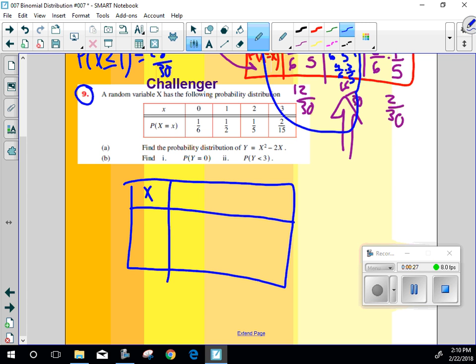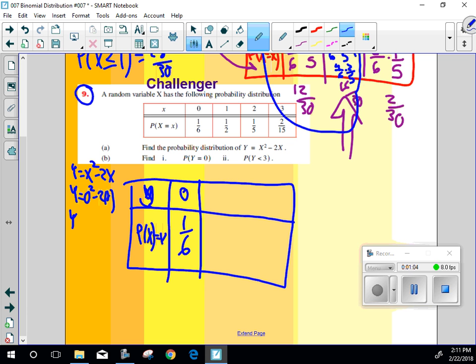But for this new Y, if X is 0, what is 0 squared minus 0? 0, right? And so that has a probability of 1/6. So one more time, Y is equal to X squared minus 2X. If we have 0, you're going to get 2 times 0. Let's do the next one. Let's put in a 1.